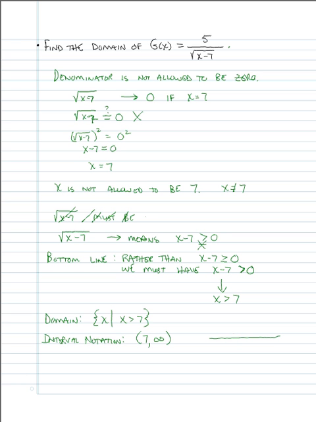So here's what we've got. 7 is here, and we shade to the right because we're greater than 7, but we are not equal to 7, and the way we show not equal to 7 is we put a parenthesis around it. So that's the way we would write the answer in MyMathLab if we were forced to do so.